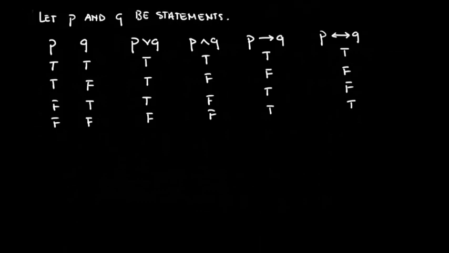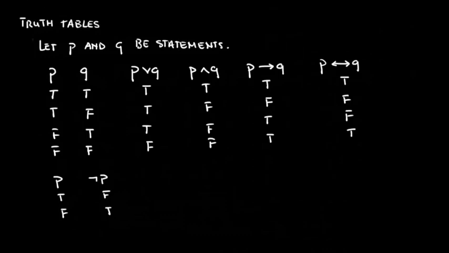Now, another one that I want to show you is the negation. So we have P. P can be true or false. Now the negation of P simply switches the truth values of P. So we would have false and true like so. Truth tables are really interesting in that they can help us determine when two statements essentially mean the same thing. So let's have an example here.